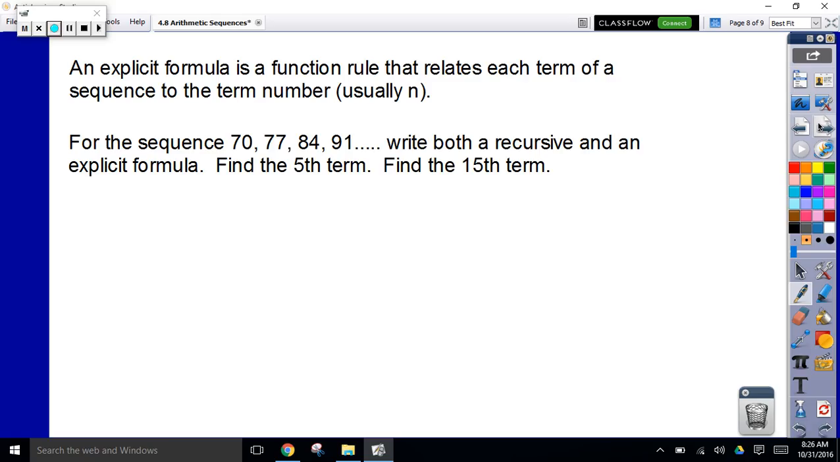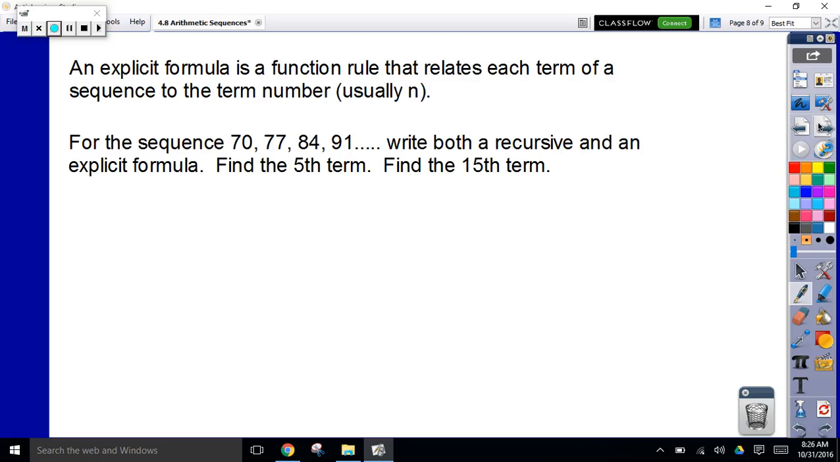So the recursive formula is not very handy. It's not very handy for finding terms that are really far out. Like if we wanted the 100th term, we'd have to know the 99th term to use the recursive formula. Whereas if we have an explicit formula, we could find like the 5,000th term easily with the explicit formula.